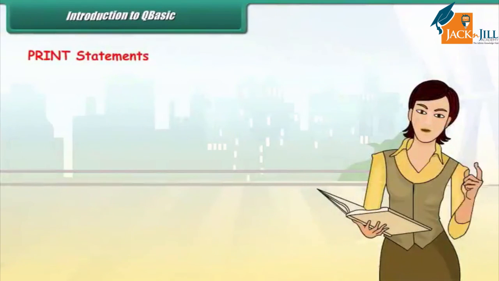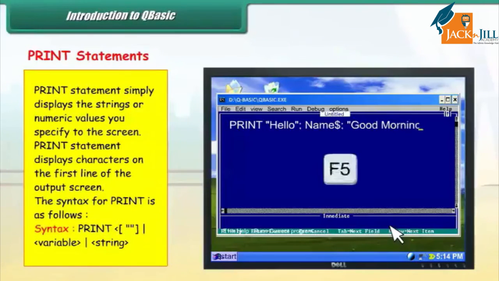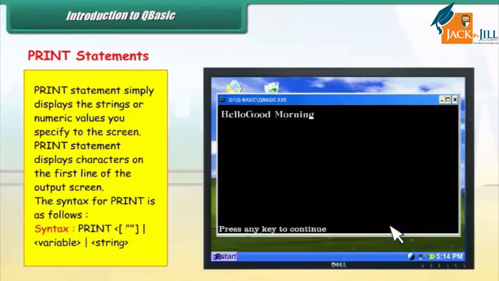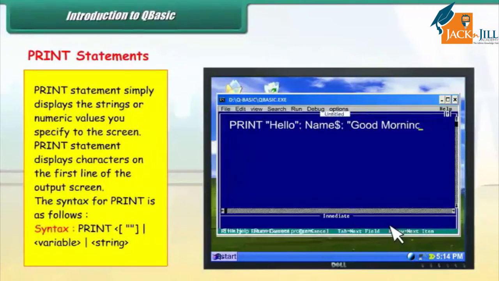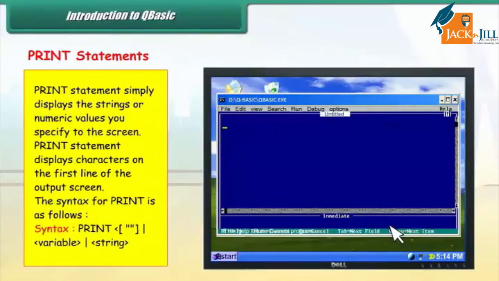Print statement. The print statement simply displays the strings or numeric values you specify to the screen. The print statement displays characters on the first line of the output screen. Example 2. Example 3.